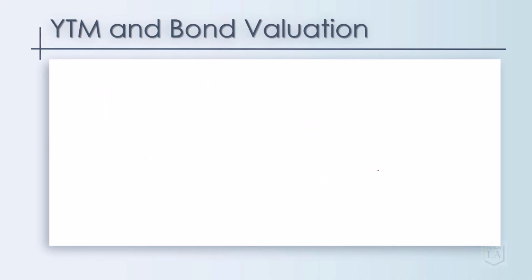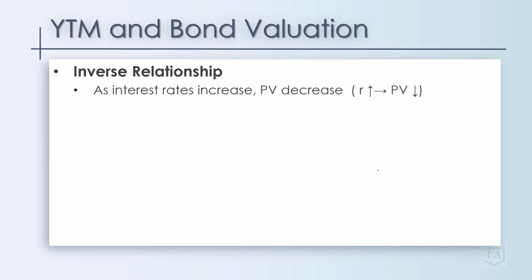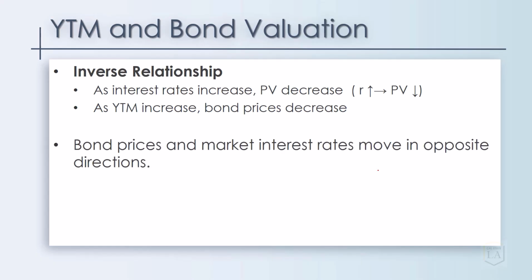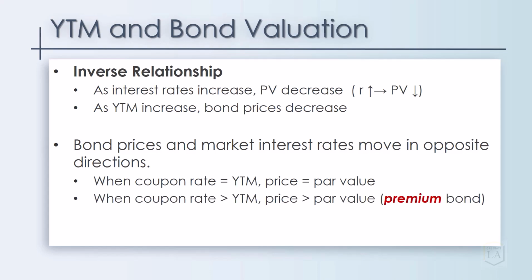So let's put that all together. First thing to note here is that there is an inverse relation between the yield to maturity and the bond price, just as in chapter 4, time value of money. Time value of money showed us that as interest rates increase, the present values decrease. Just like that, as yield to maturity increases, bond prices decrease. And to give you more specifics, bond prices and market rates move in opposite directions. When the coupon rate is equal to yield to maturity, price would be the same as par value, but as the coupon rate goes higher or yield to maturity goes down, price would be higher than the par value.